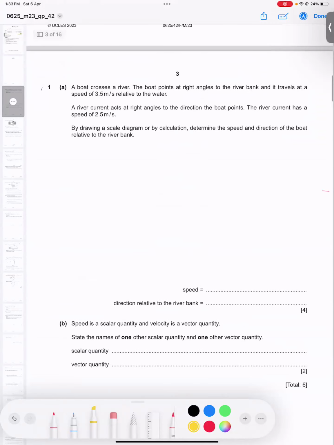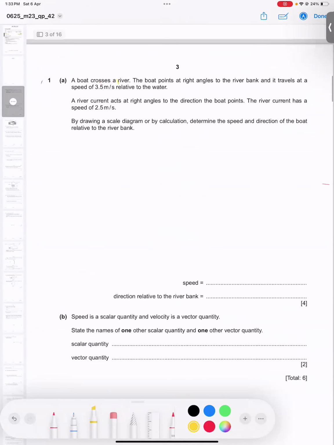In this question, examiner says a boat crosses a river. The boat points at right angle to the river bank and it travels at the speed of 3.5 meters per second relative to the water. River current is at right angle to the direction of the boat, and the river current has a speed of 2.5 meters per second. By drawing a scale diagram or by calculation method, determine the speed and direction of the boat relative to the river bank. We are given both methods.